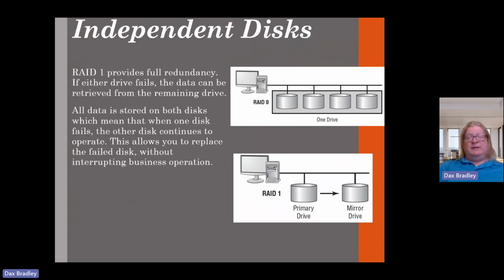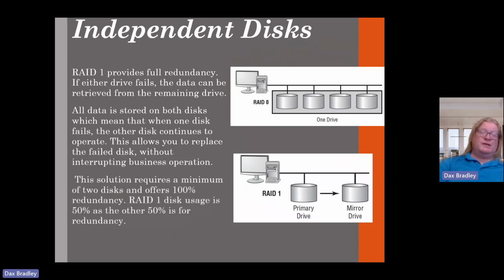All that data is stored on both disks, which means that when one disk fails, the other disk continues to operate. This allows you to replace the failed disk without interrupting the business operation. The solution requires a minimum of 2 disks and offers 100% redundancy. The RAID 1 disk usage is 50%, and the other 50% is redundancy. So the downfall is that you can only use half of it for unique content.